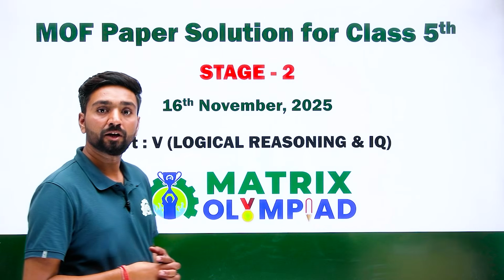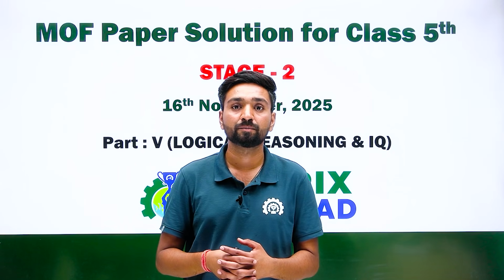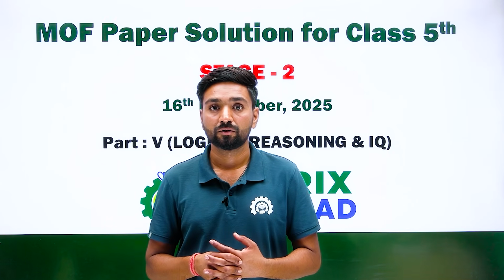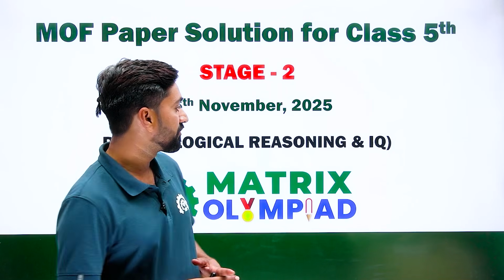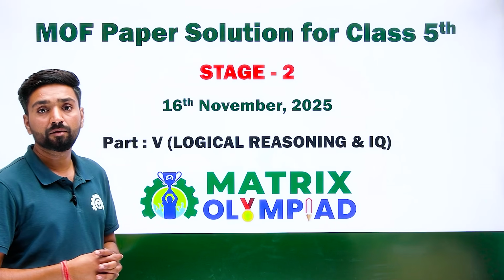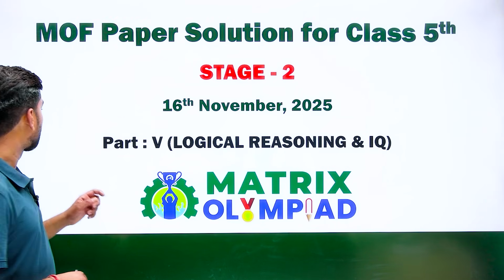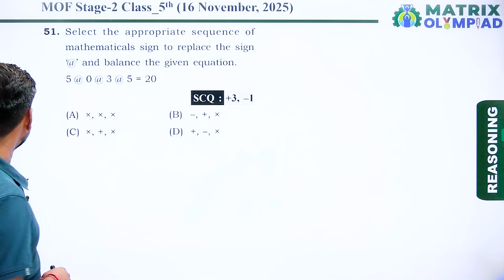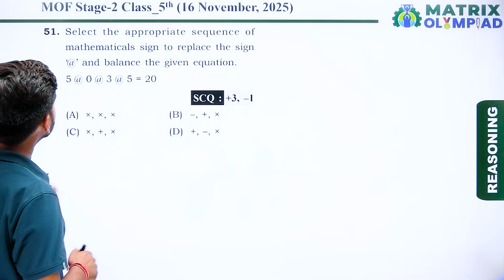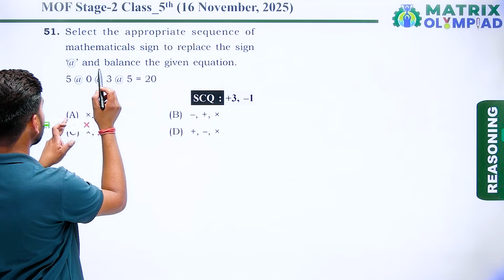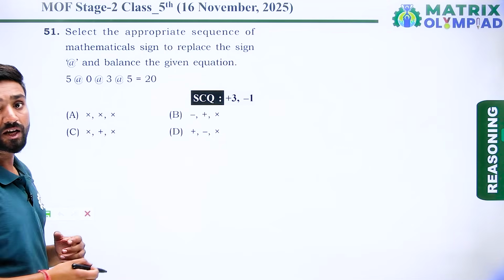Hello everyone, today we are here to discuss the paper solution of MO Stage 2 Logical Reasoning section, which was held on 16th of November. So let's start with our first question. In this question we have to select the appropriate sequence of signs to balance the given equation.